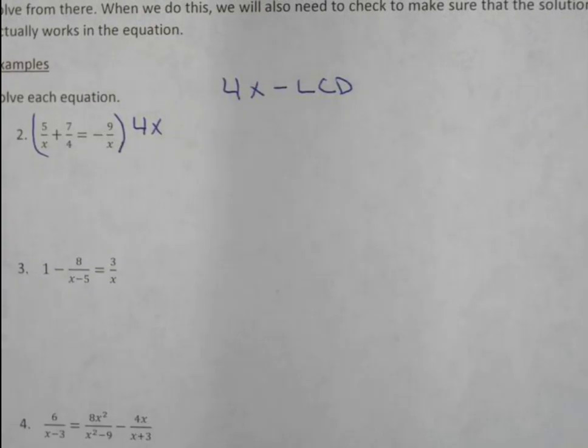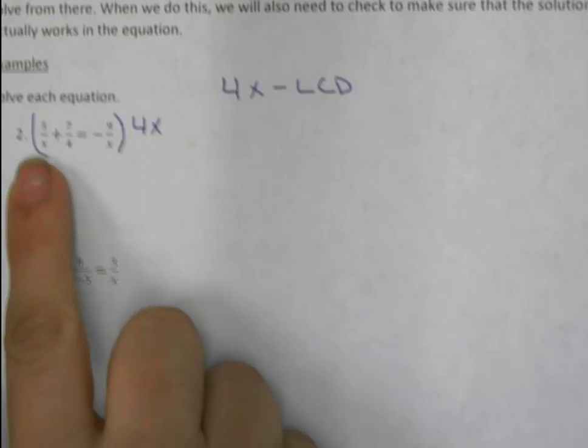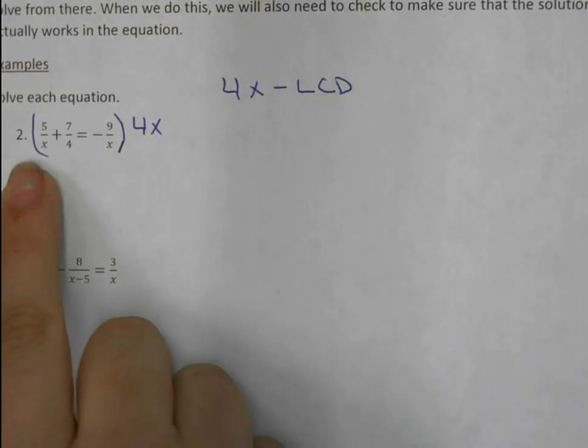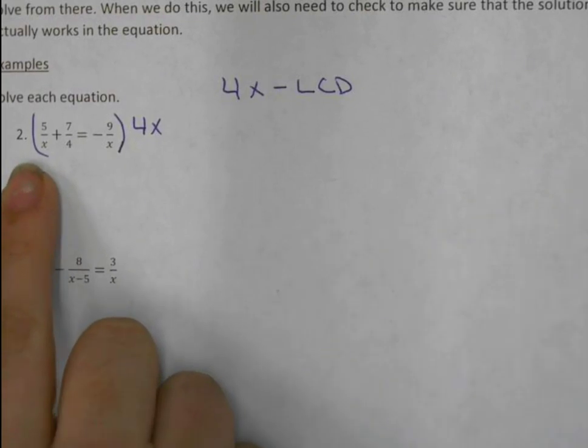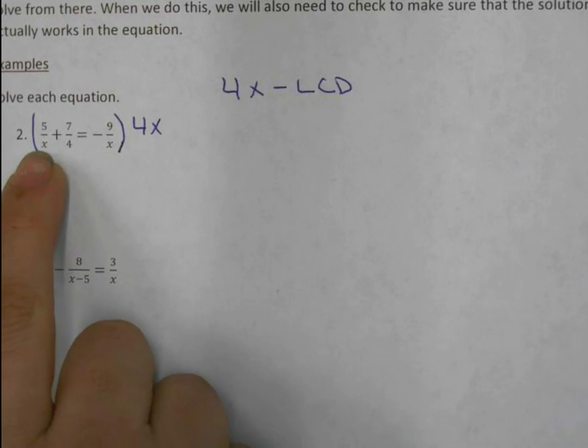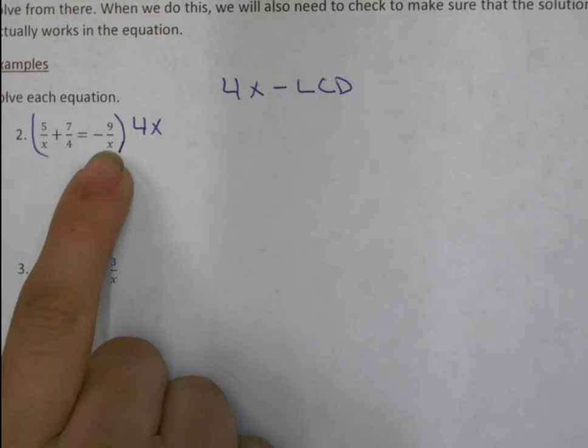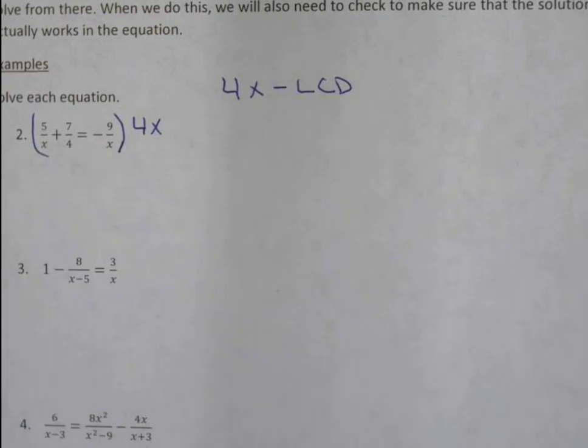Because 4 times x is 4x. So I have x as one of my bottom fractions, and then 4 is the bottom of the other one. So that's going to get rid of all the fractions. Okay? So when I distribute in my 4x, the x's will cancel out here. So 4 times 5 is 20.